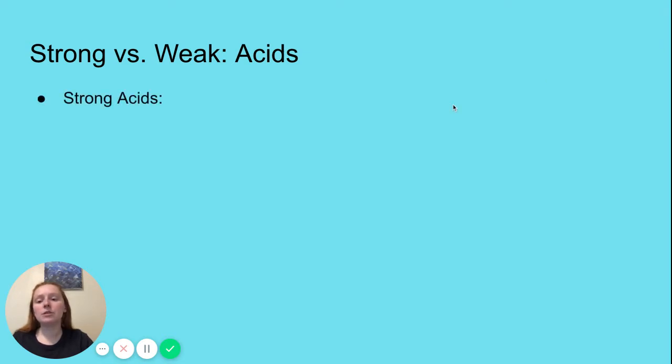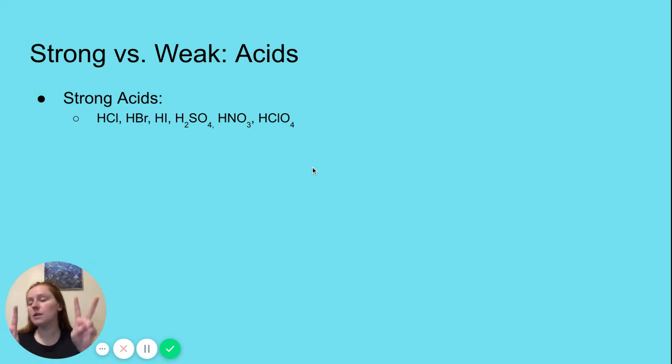So in chemistry, strong acids are only these 6. These are the only ones that we can call strong. They're hydrochloric, hydrobromic, hydroiodic, sulfuric, nitric, and perchloric. The names of these are given in a chart in the class notes that I've provided on Canvas. So you can go through and write those down if you need to, or you can pause me and Google it or whatever you need to do to get those down.